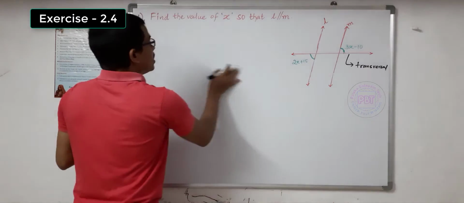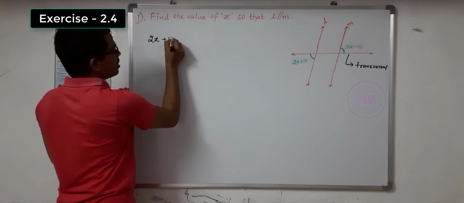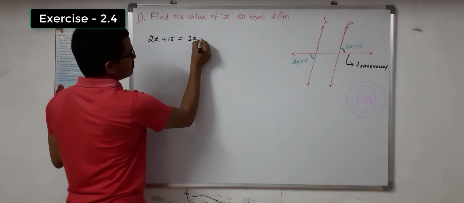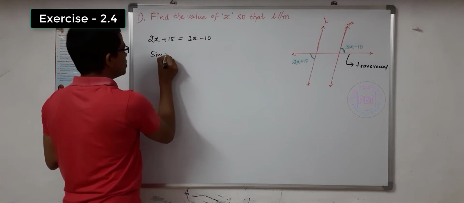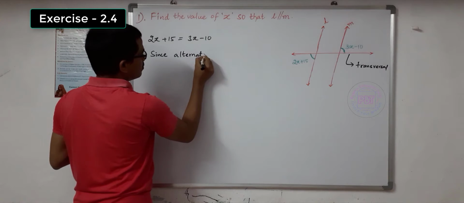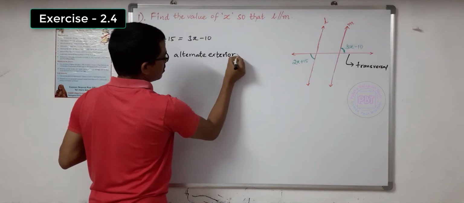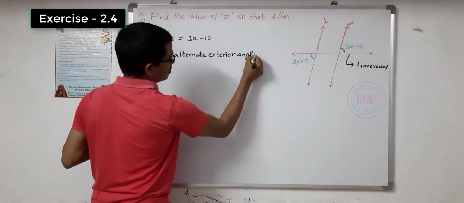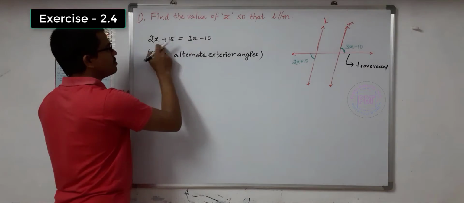So here 2x plus 15 is equal to 3x minus 10. What is the reason here? Since alternate exterior angles. Alternate exterior angles. Now I am going to solve this simple equation.